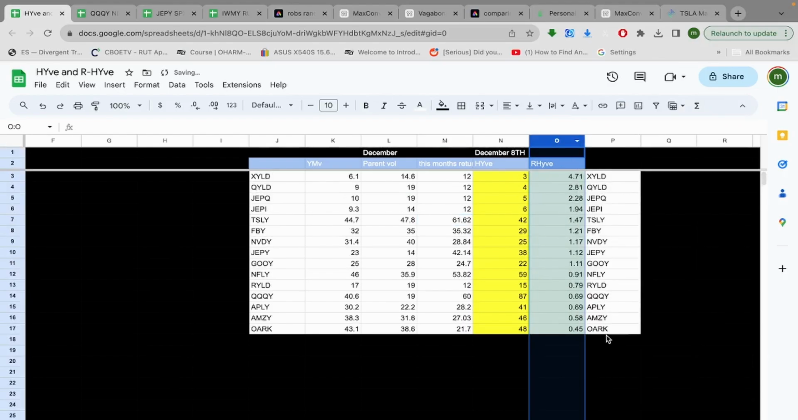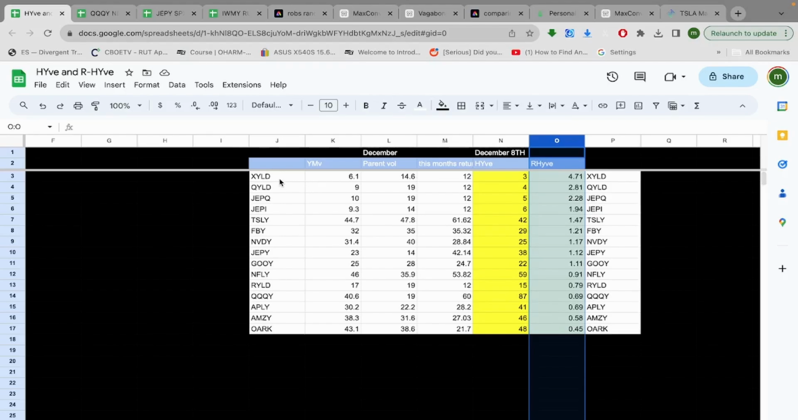Let's sort this from highest to lowest, and here we go. We have XYLD at the very top. And even though it just pays 12%, because it has such extremely low vol, you can tell the market makers aren't worried about this one going down.